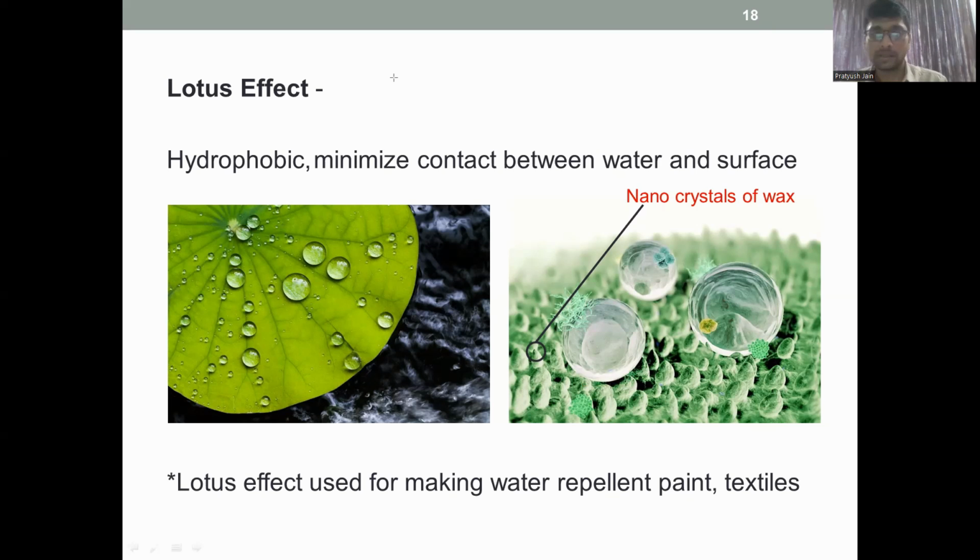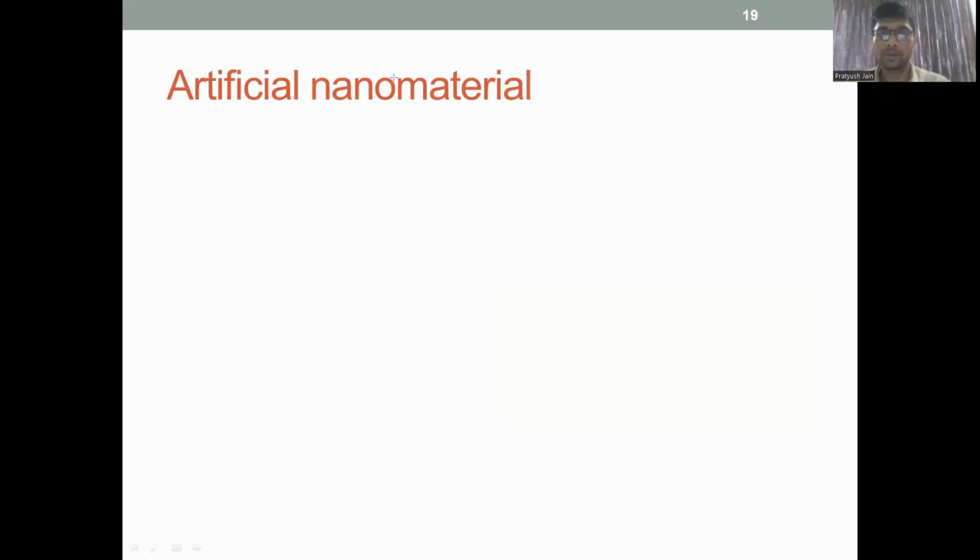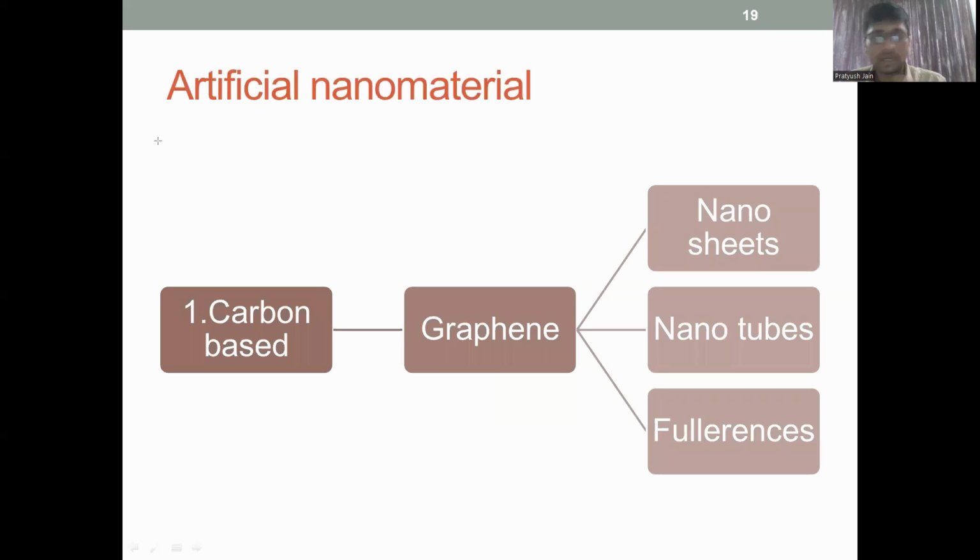So we have talked about natural nanomaterials. Next are artificial nanomaterials, or man-made nanomaterials. There are two types of artificial nanomaterials. One is carbon-based. Carbon-based nanomaterials are also called graphene. We can obtain nanosheets from it, nanotubes from it, and fullerenes from it. All these are obtained from graphene.